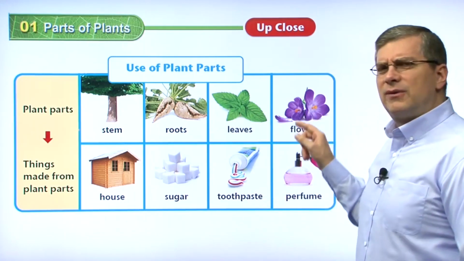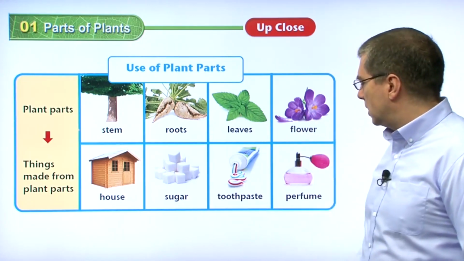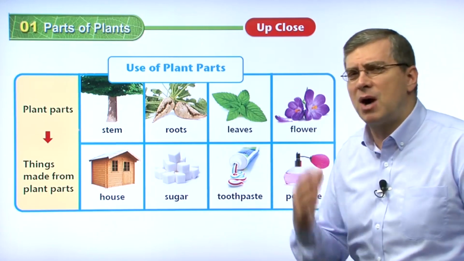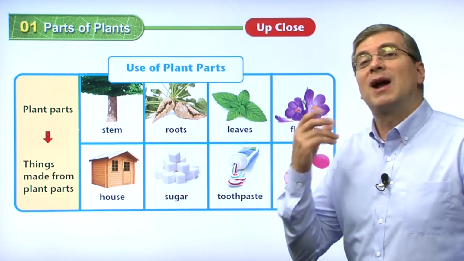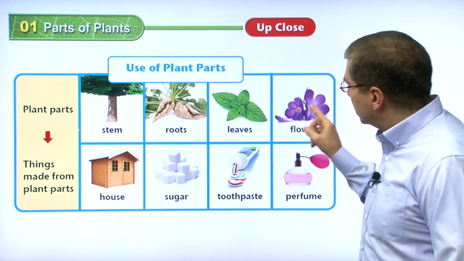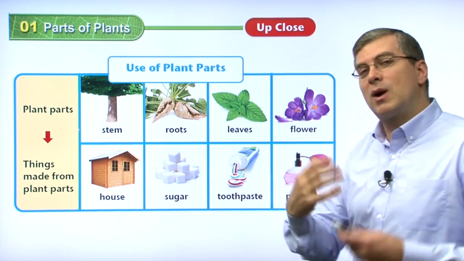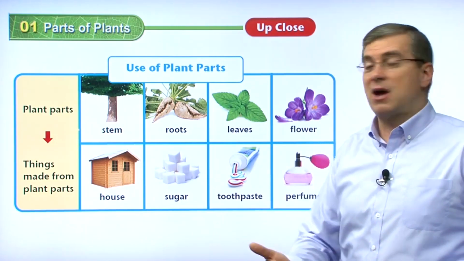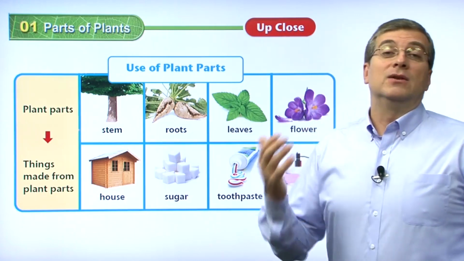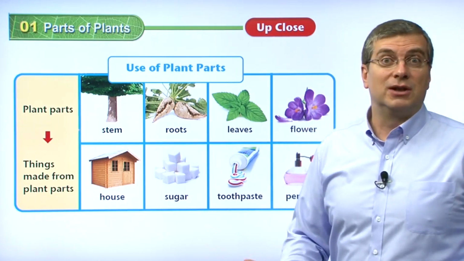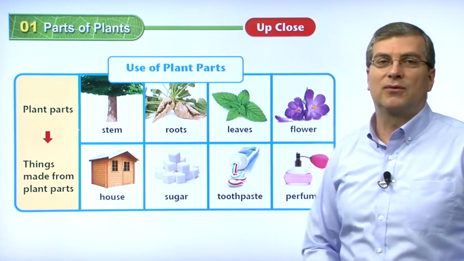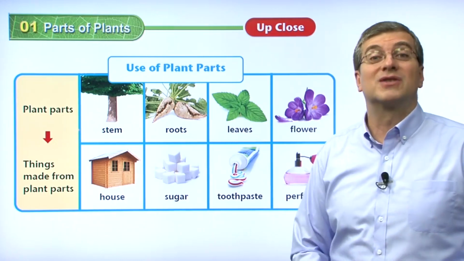Finally, what do we use flowers for? Sometimes your mom smells very nice, doesn't she? Well, perhaps she put on a little perfume. And we use flowers to make perfume. It's what gives the perfume a nice smell. If you go up to a flower in the springtime and smell it, it smells good, doesn't it? Well, of course, we can use flowers to make perfume to get that same sort of smell.